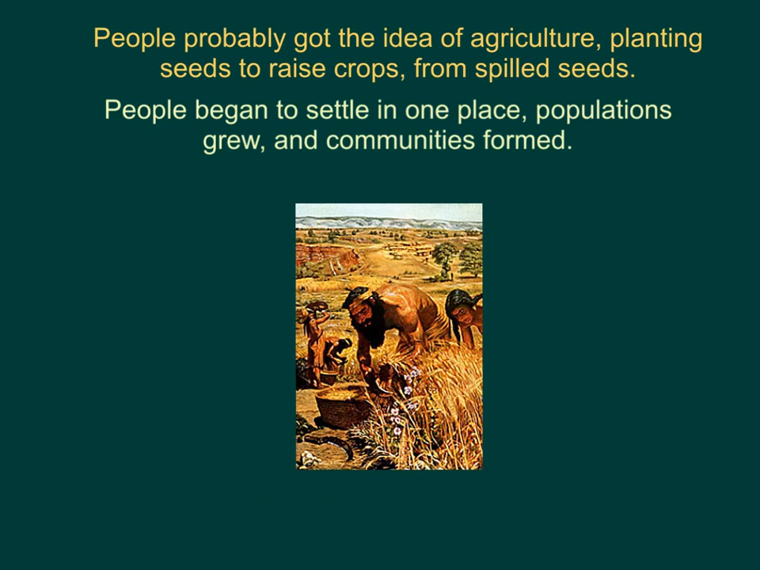And because they were able to settle in one place, populations grew. That means more kids were being born and they could stay in one place. Prior to that, people weren't really interested in that. All they were thinking about is surviving, finding food. Now that they could stay in one place, those populations will start to increase. And you will start to see the beginnings of communities.